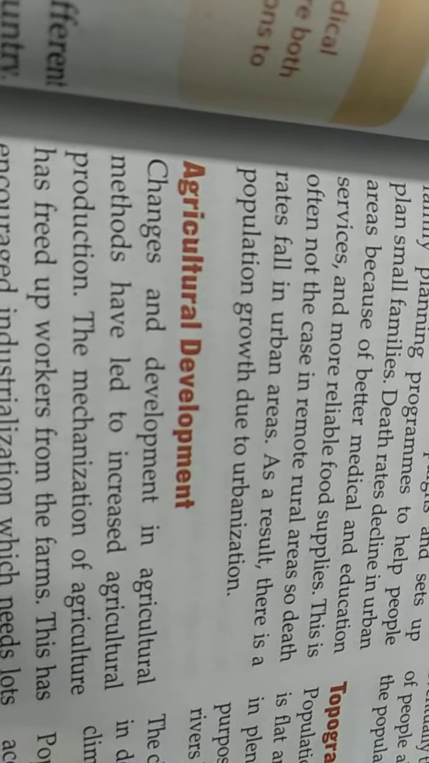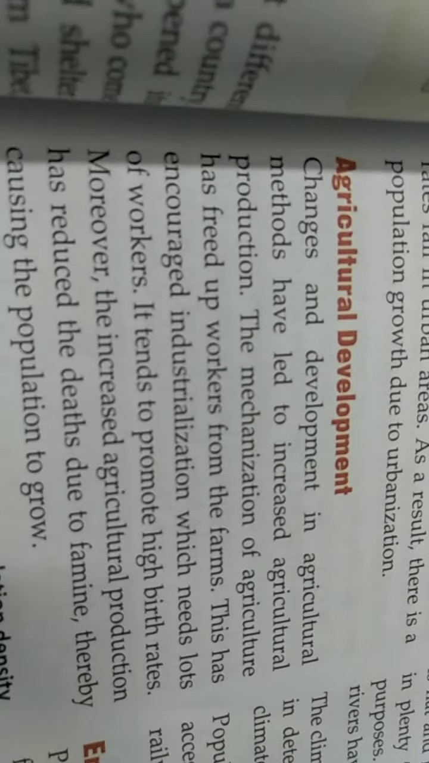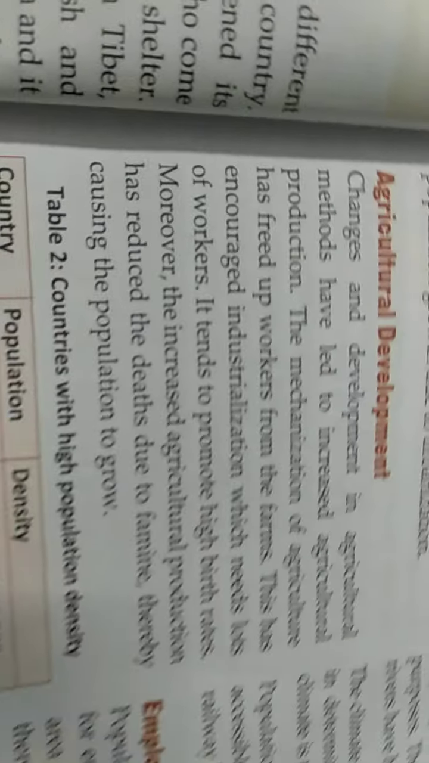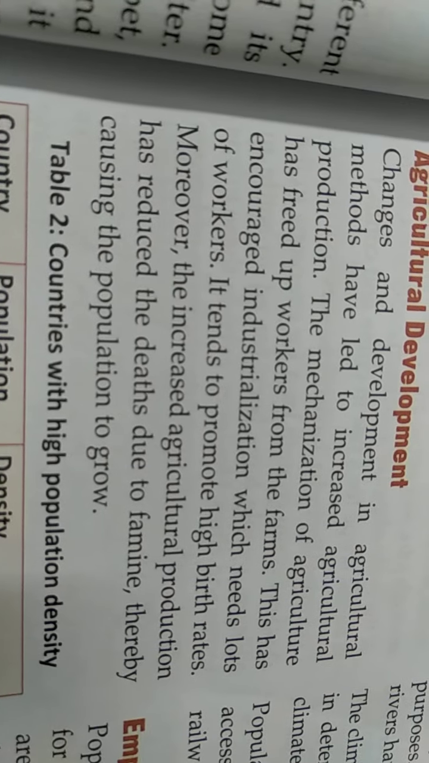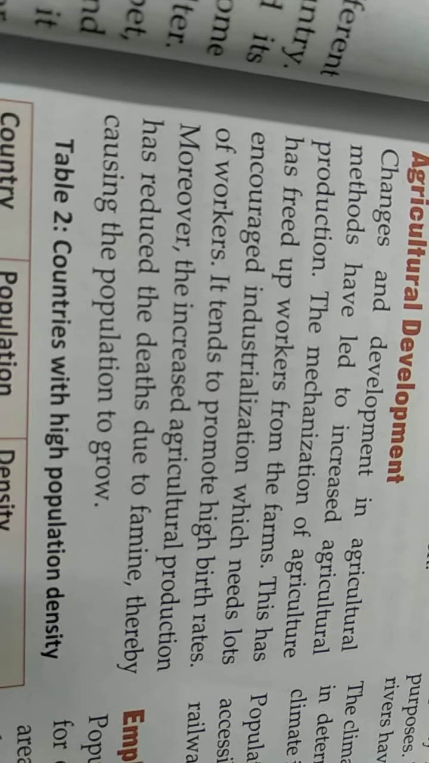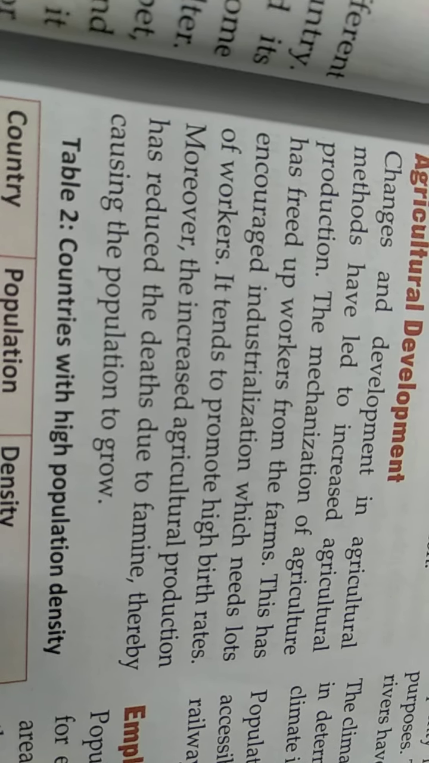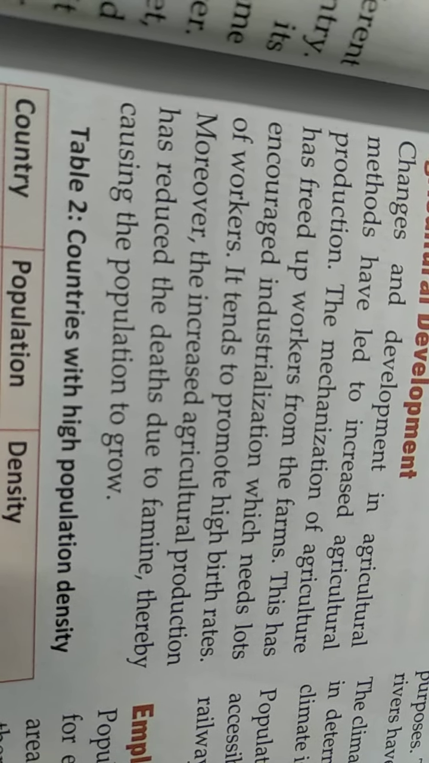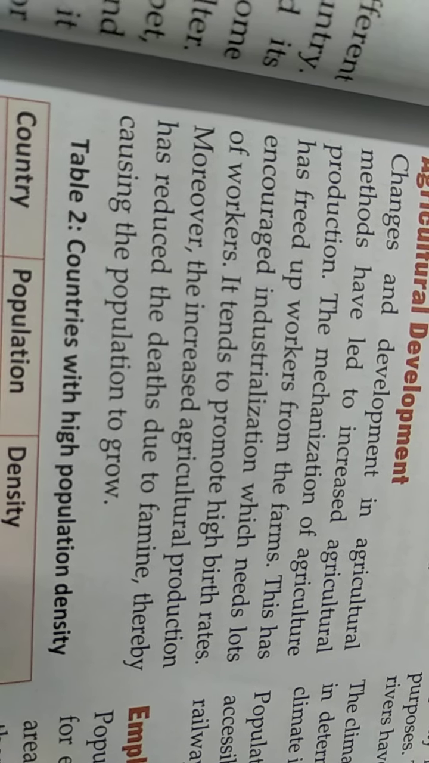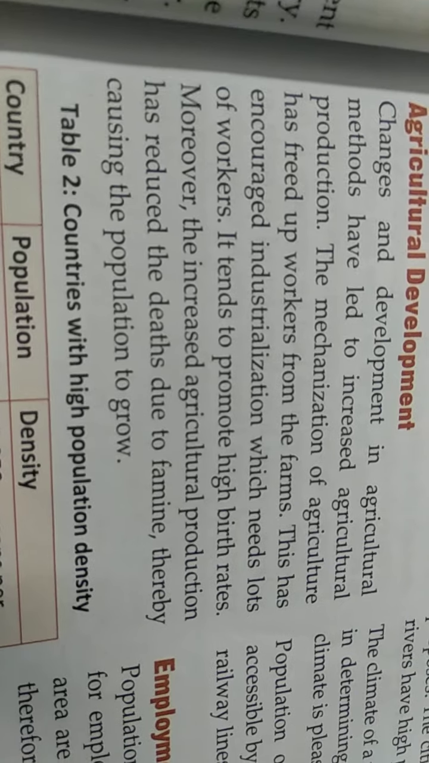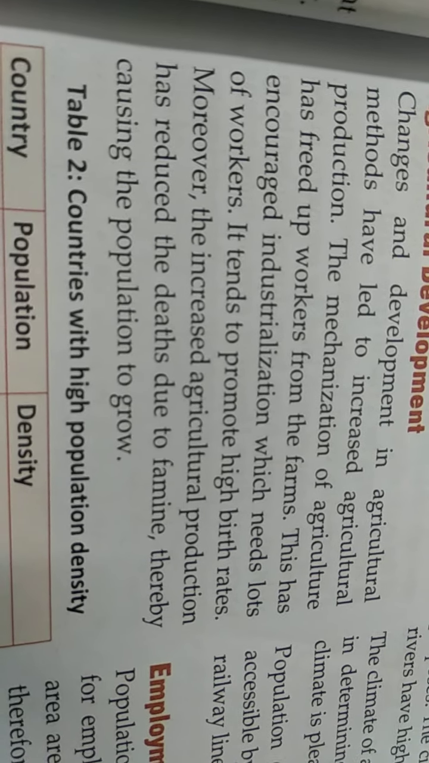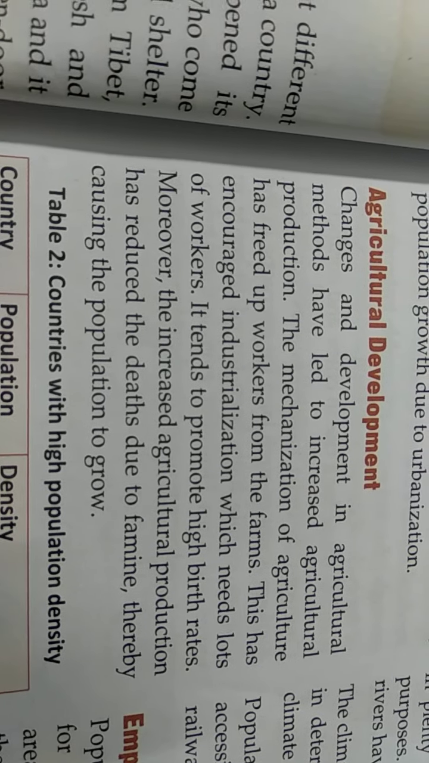Next comes rural development or agricultural development. With the changes in every method, agricultural methods have also changed. There are different methods adapted due to which production has also increased. Among them, mechanized agriculture has freed the workers from the farms.